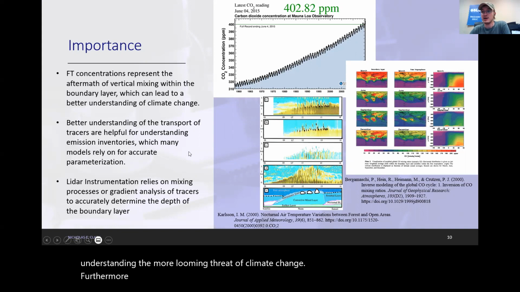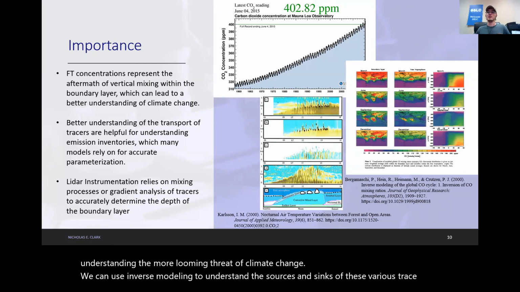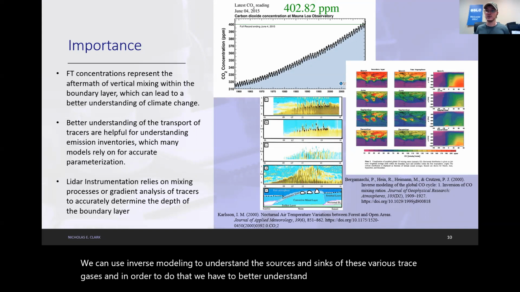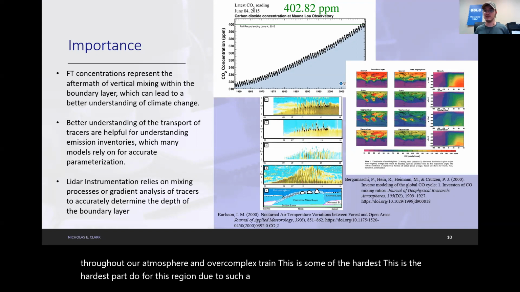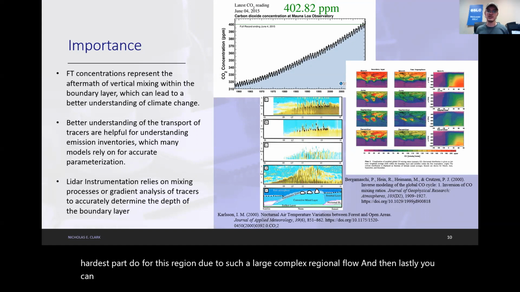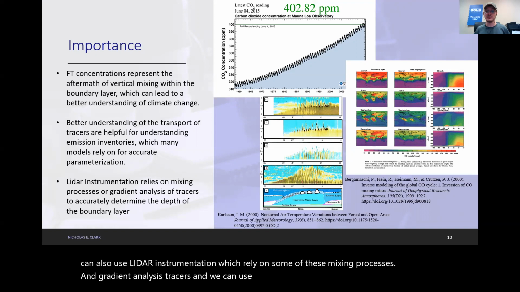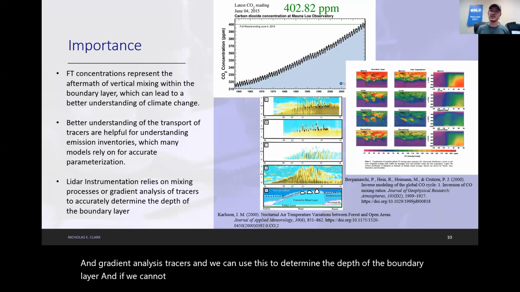Furthermore, we can use inverse modeling to understand the sources and sinks of these various trace gases. In order to do that, we have to better understand how they're transporting throughout our atmosphere. Over complex terrain, this is the hardest part to do for this region due to such a large, complex regional flow. And lastly, you can also use LiDAR instrumentation, which relies on some of these mixing processes and gradient analysis of tracers, to determine the depth of the boundary layer. If we can better understand how our mixing processes work, then we can better understand our LiDAR instrumentation.